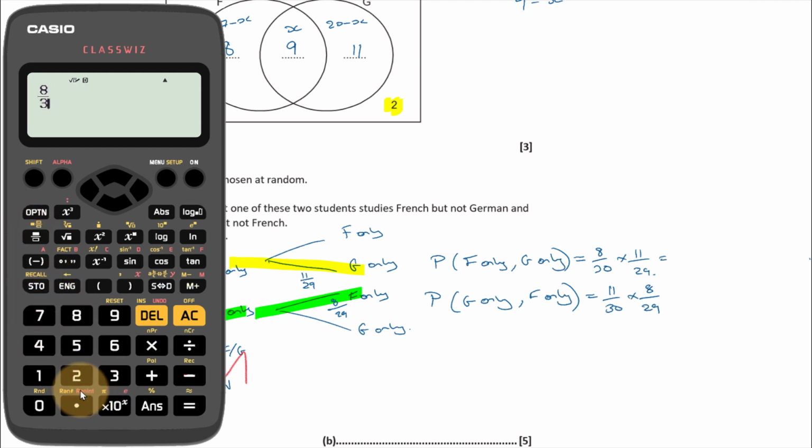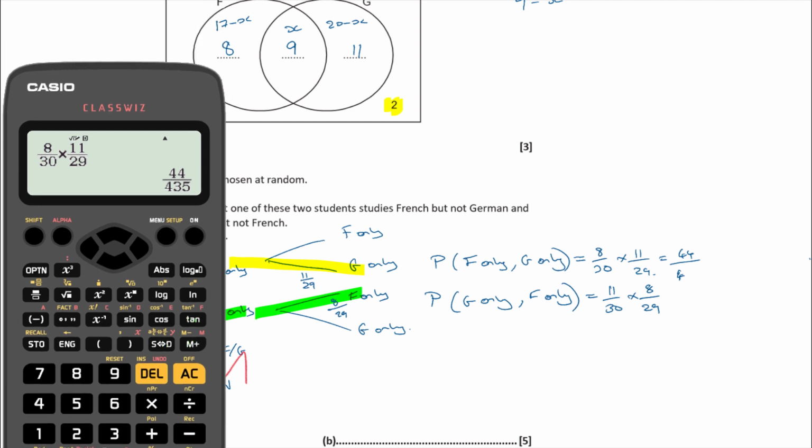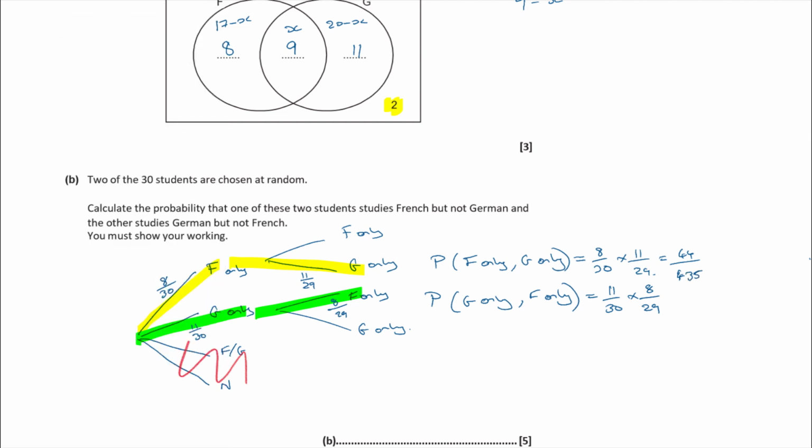Okay, so then 8/30 times 11/29. That comes to 44 over 435. Okay, and then the other one's going to be the same, isn't it? Because the numerators are both the same. They're just swapped around, aren't they? So that's going to be another 44 over 435.